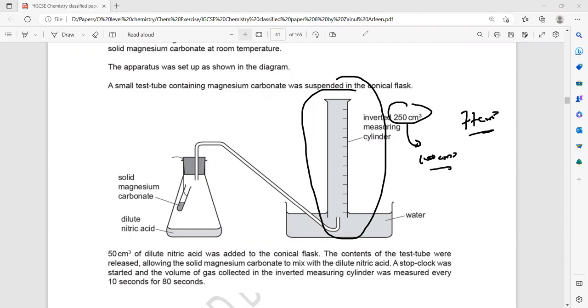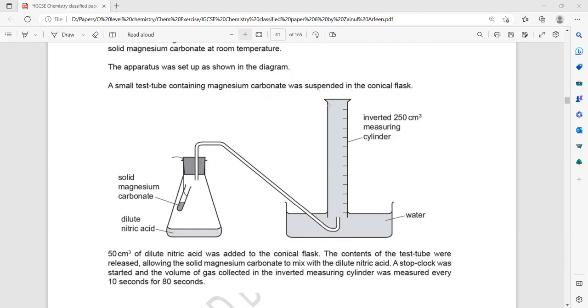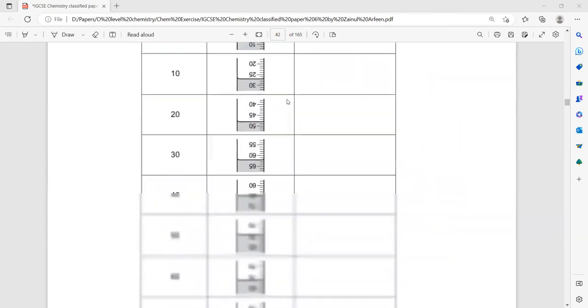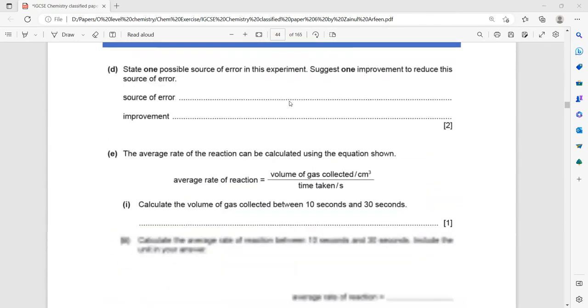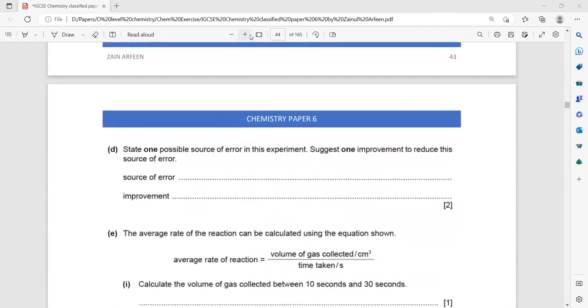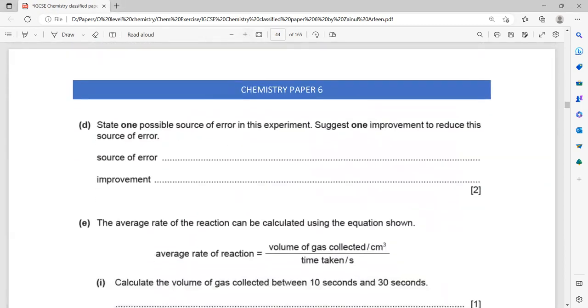For example, if we collect 77 cm cube of a gas, the gas collected may stop at this point. But if you use a 100 cm cube measuring cylinder, the difference between the markings will be greater, so you can easily read the scale. So how can we improve this experiment? By using a 100 cm cube measuring cylinder. The source of error is the use of a 250 cm cube measuring cylinder.